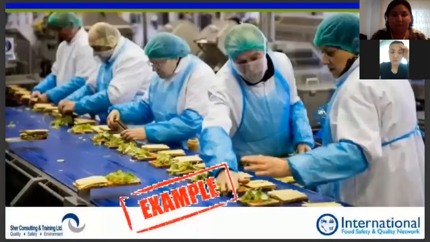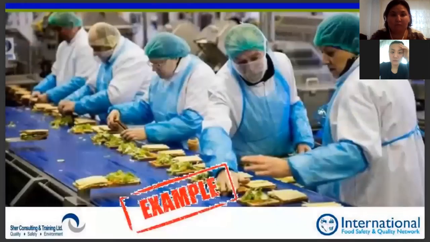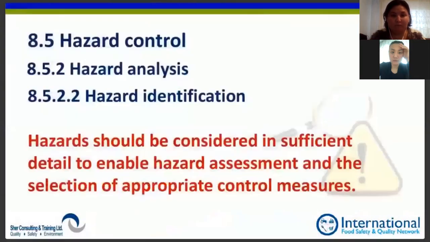So here we have an example. People here are putting together sandwiches. Hazard identification. In the 2005 version, you could just write in your Excel sheet, in the identification of hazards, just write pathogens. That's the hazard. Well, then I would say, hey, you can't write pathogens. You can't do that, because what pathogen are we talking about? And they'd say, well, that's how we do HACCP. Well, now you can't do that, because the standard says that's not sufficient detail to enable hazard assessment. You can't choose appropriate control measures because there are all kinds of pathogens.